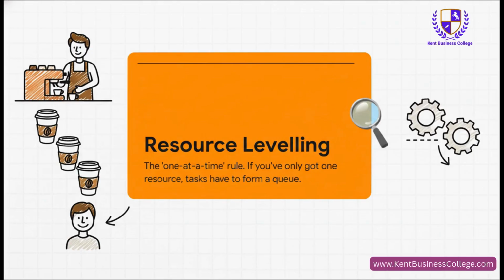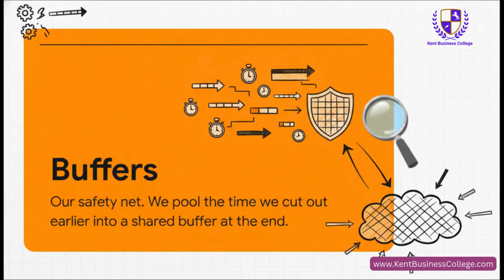Rule number 2. Well, this one's just pure common sense, really. Resource leveling sounds all technical, but it's not. Think about it. If you go to a coffee shop with only one barista, you have to queue up, right? You can't have one person making 2 lattes at the exact same time. One of them has to wait. Simple as that.